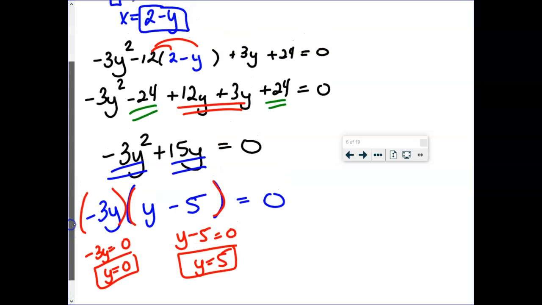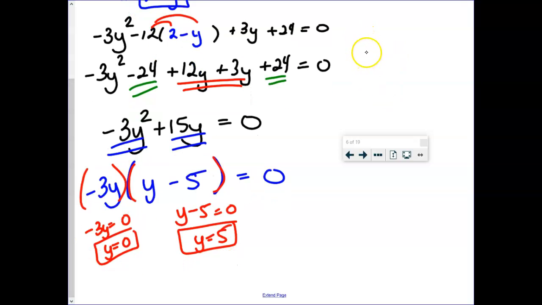This is where kids get into trouble because they're so excited they got good answers and they throw them down oddly. You have two separate ordered pairs as solutions. Which part of your ordered pair is the y? It's the second part of the ordered pair. So one of your solutions has y equals 0, and the other solution has y equals 5.